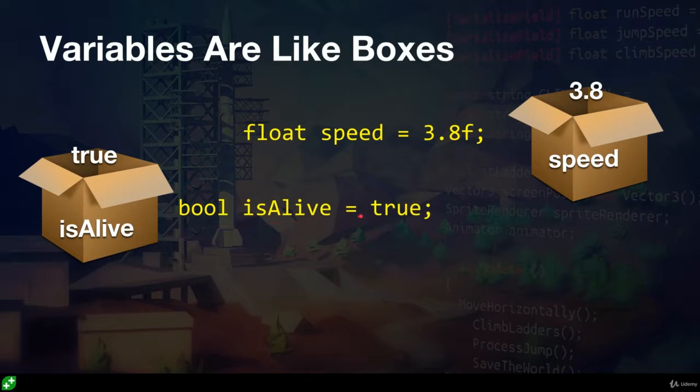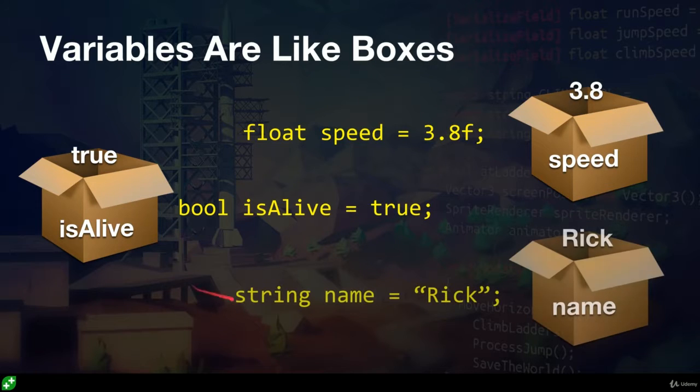We can create a bool variable. Bools mean that something is true or false. And our bool of is alive is currently true. You can see is alive, and then the assignment inside the box is true. And the last example I've got here is of type string. The variable is called name, it's of type string, and we've assigned it the data value of Rick. That's what name has been assigned as.